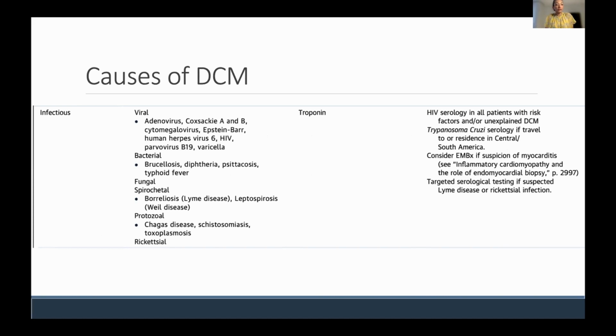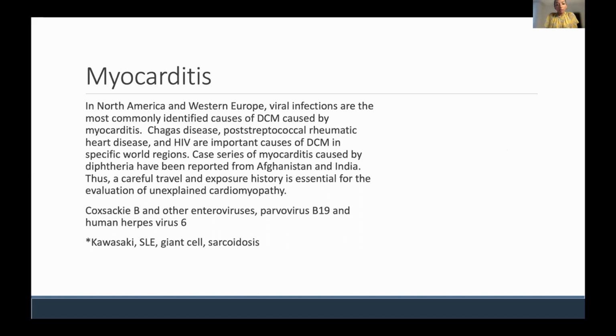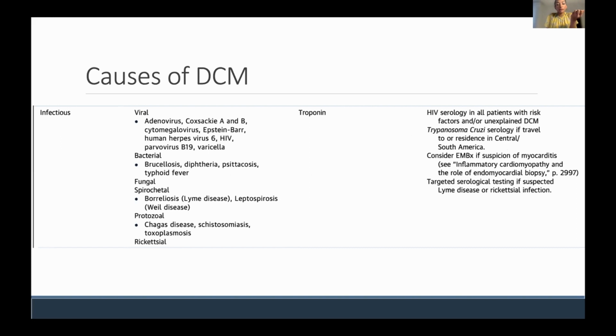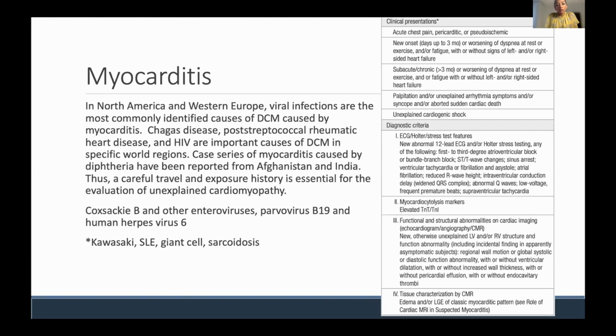Another important cause is infectious cardiomyopathies. These can be viral, bacterial, protozoal, spirochetal, HIV as well. These are things that you want to evaluate patients for when you're doing your initial workup. Myocarditis is most commonly associated with viral etiology. Myocarditis can be from other causes, but the reason I put it under infectious is because the most common etiology is viral. Again, this can be a direct viral injury as well as indirect effects of the viral infection. Most common viruses associated with myocarditis are Coxsackie B as well as other enteroviruses.